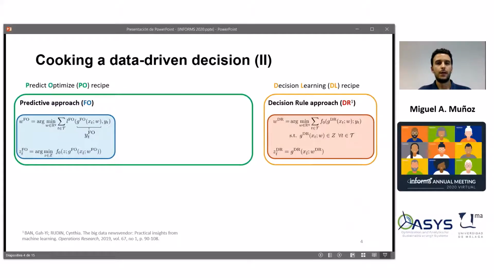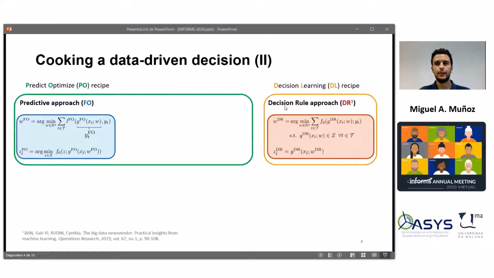We here formalize a framework of each type. In the first case, in the predictive approach, we have a loss function that penalizes the output of the model when it's not similar to the uncertain parameter. This way we try to compute the optimal parameter that produces a model that is similar to this uncertain parameter. Then we use a deterministic counterpart to compute the decision.